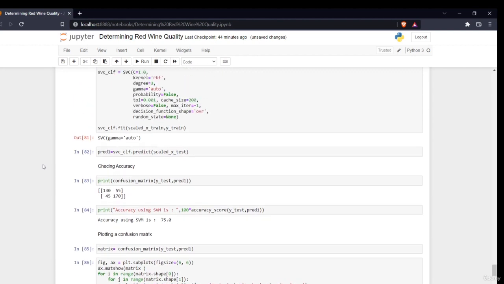So this notebook will be provided to you along with the data set. Practice this code, use different models, hypertune these models on your own, and I'm sure that you can get much better results. I hope you enjoyed this. Thank you.